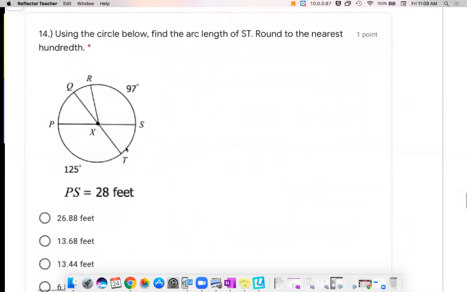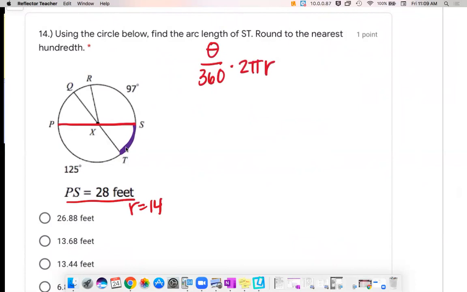Okay, 14. Let's see. Use the circle below, find the arc length of ST. So we're looking for the arc length of that right there, round to the nearest hundredth. So they do give us that PS, this entire thing is 28. So if I cut that in half, we get a radius of 14. And then remember to find the arc length, you do the angle measure of that arc out of 360 times the circumference, which is the 2 pi r. So we do need to find this angle of this arc right here. So let's see what we can do.